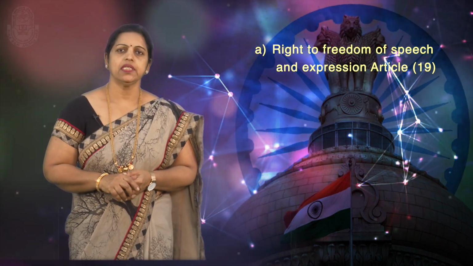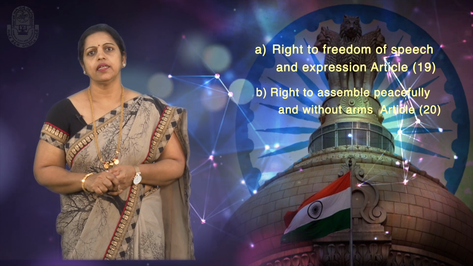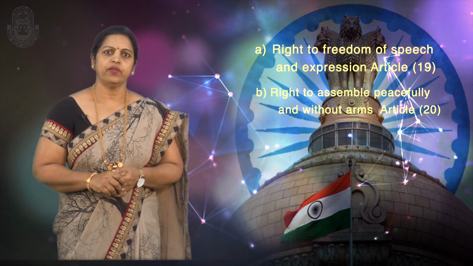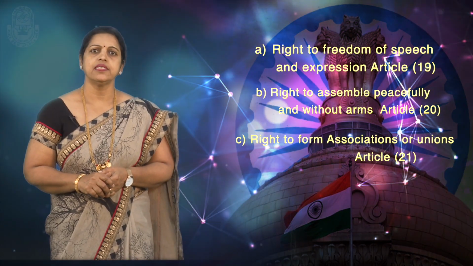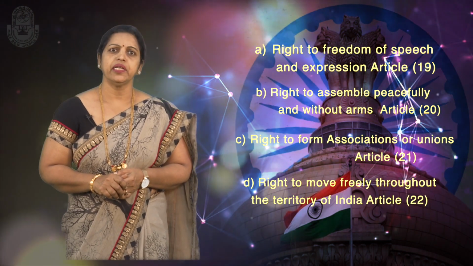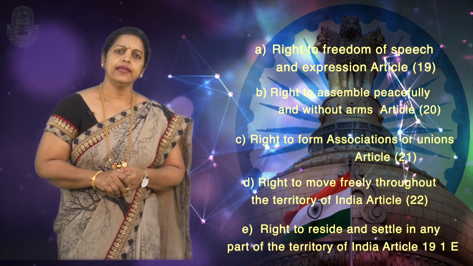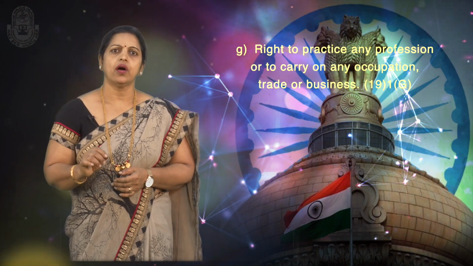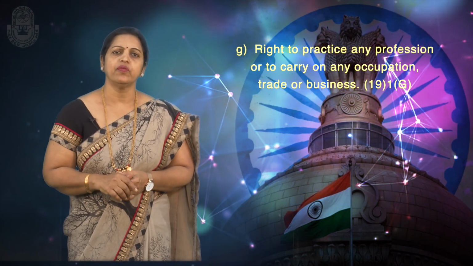A right to freedom of speech and expression guaranteed under Article 19(1)(a), right to assemble peacefully and without arms guaranteed under Article 19(1)(b), right to form association and unions guaranteed under Article 19(1)(c), right to move freely throughout the territory of India guaranteed under Article 19(1)(d), right to reside and settle in any part of the territory of India guaranteed under Article 19(1)(e), right to practice any profession or to carry on any occupation, trade or business guaranteed under Article 19(1)(g).